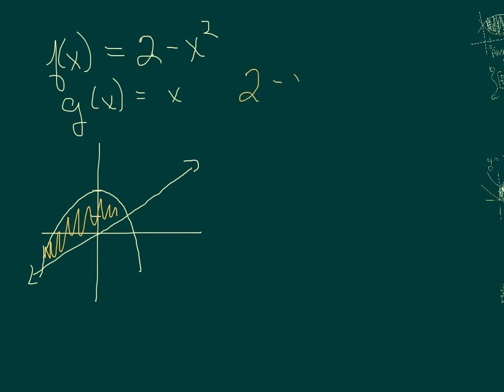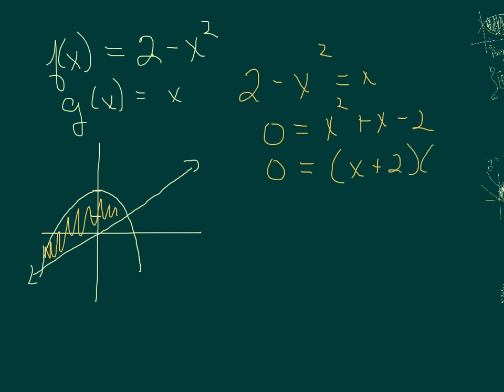So 2 minus x squared equals x. I'm going to go this way: x squared plus x minus 2. Factor. So x can be -2, or x is 1. See, because I drew this, I wouldn't really be able to tell exactly where they intersect unless I actually set those functions equal to each other.